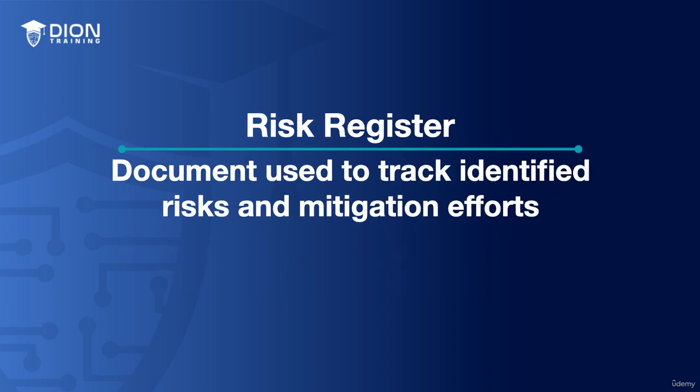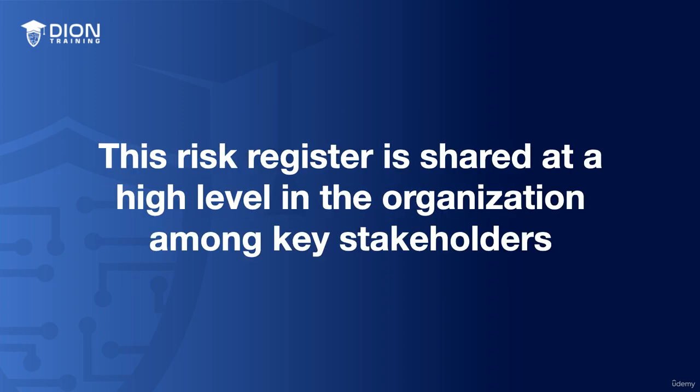The risk assessment results in a risk register, which is used to track, identify risk, and mitigation efforts. The risk register is a document that can look like a table, a spreadsheet, or even just a bunch of details written down on a notebook. The whole idea is to capture any identified risk early to help map the overall risk mitigation process. This risk register is shared at a high level in the organization among key stakeholders, and new items may be added to it whenever you find it necessary.